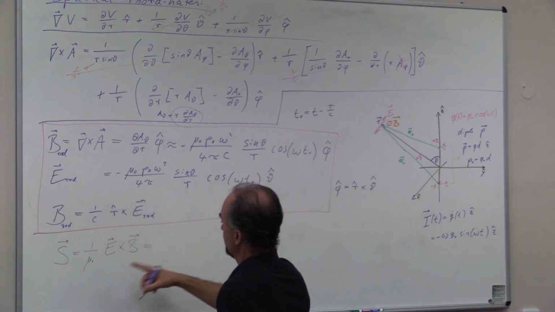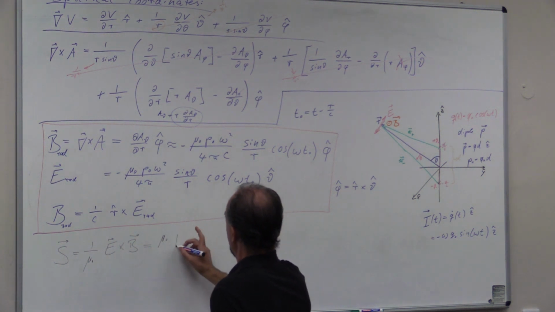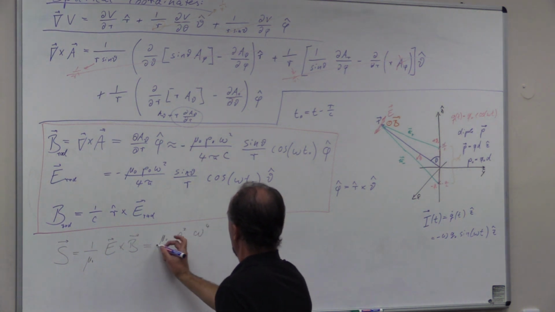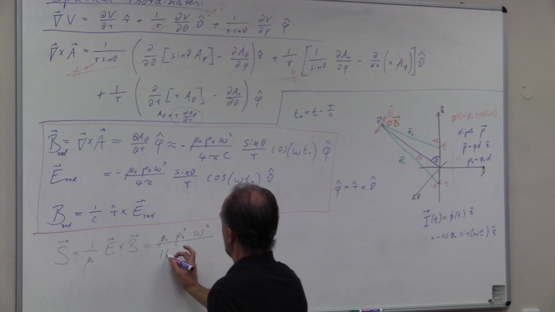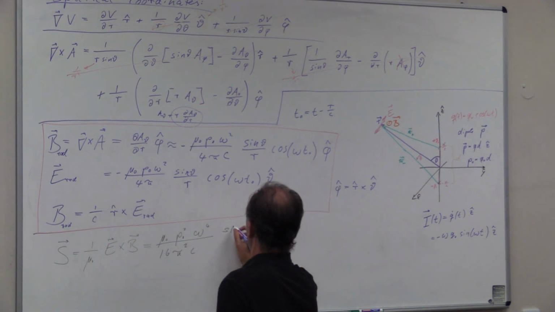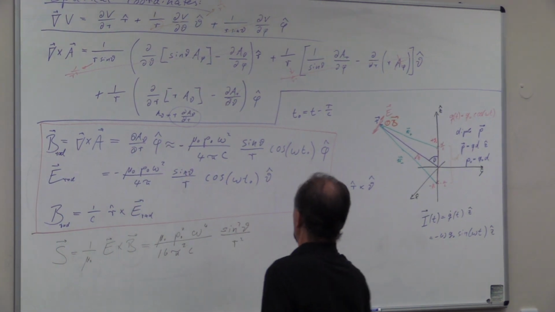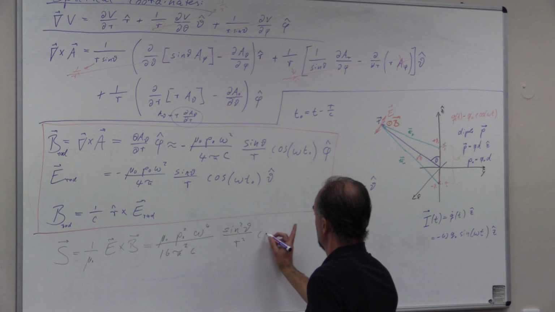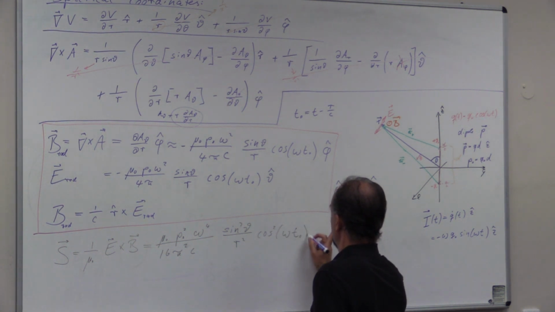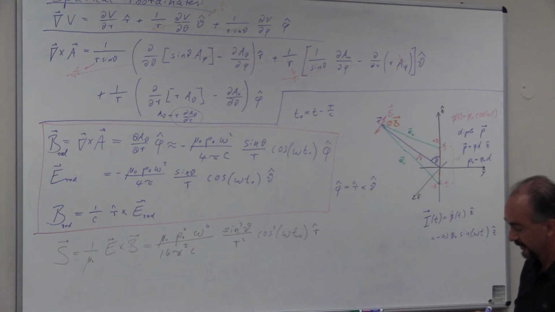So that gives us, 1 mu naught cancels out. We have 1 mu naught p naught squared omega to the fourth power over 16c, sine squared theta over r squared, cosine squared of, and that goes in the other direction, right?